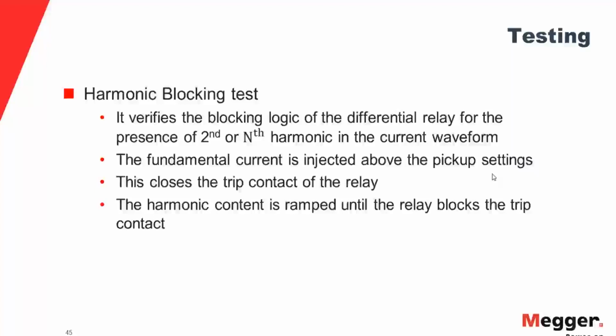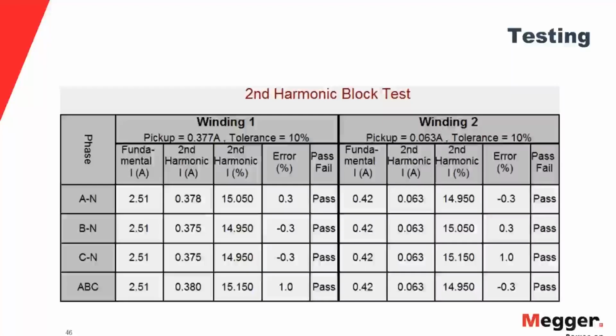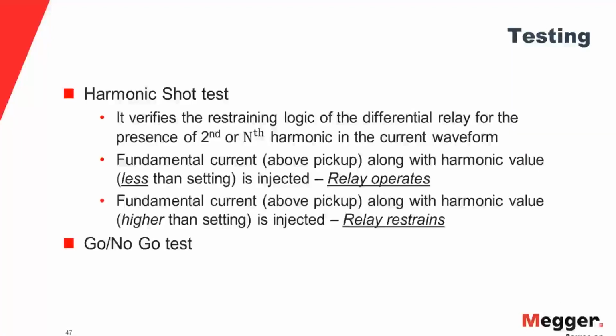What you actually do is supply a fundamental current into the relay which is more than the pickup value. What should the relay do for that? The relay should pick up and it should trip. Now you also supply the second, fourth, third, or fifth harmonic, depending upon what test you are doing. If you're doing an overexcitation test, you would supply the odd harmonics, which are 3 and 5. If you are doing the magnetizing inrush, you would use even harmonics, which are 2 and 4. So you would supply a fundamental current above the pickup to make the relay operate.